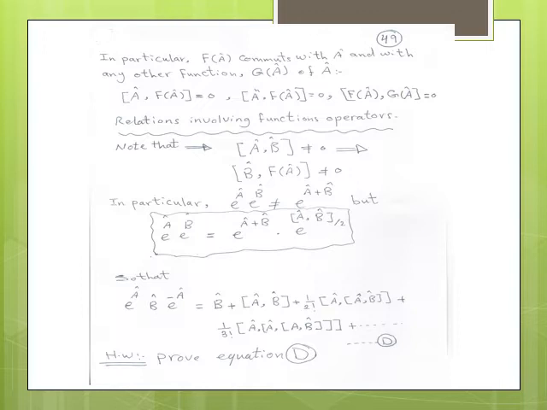Note that A commutator ويا B لا تساوي صفر، B ويا F لا تساوي صفر. In particular, exponential A مضروبة في exponential B لا يساوي exponential A plus B. يعني احنا معروفة عندنا بالرياضيات إذا عندي exponential 3 مضروبة في exponential 2 هي عبارة عن exponential 3 زائد 2 على سبيل المثال، لكن بالميكانيك الكمي exponential A مضروبة في exponential B لا يساوي exponential A plus B، ولكن بصورة عامة exponential A مضروبة في exponential B يساوي exponential A plus B مضروبة في exponential commutator [A,B] divided by 2.